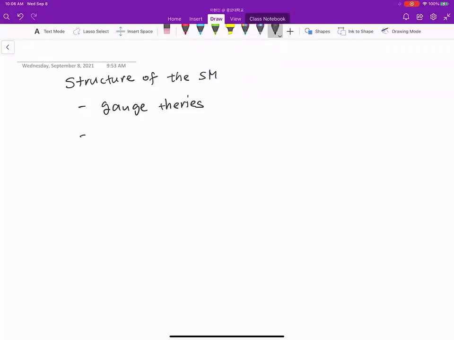Then, of course, we are constructing the Lagrangians, and also we'll discuss the standard model gauge theory, SU(3) cross SU(2) cross U(1). So you need to know a little bit of group theory in order to understand the structure of the standard model.